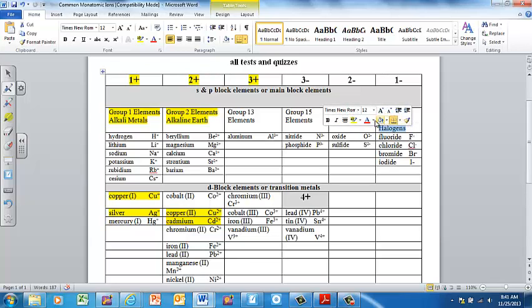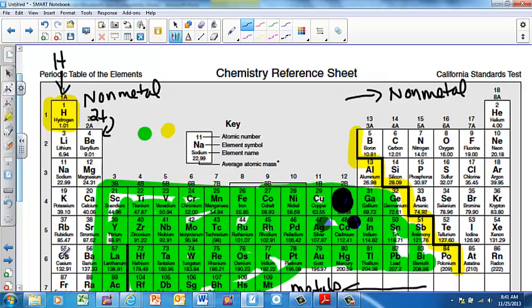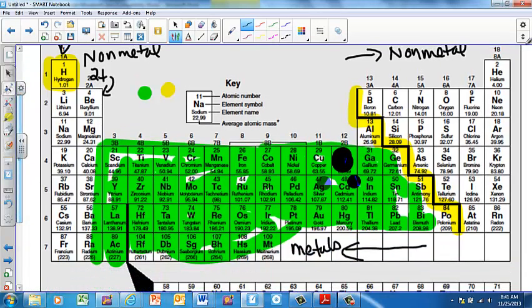On the flip side, when we come over on the other end, your group 17s are all the halogens. Well, every single one of those guys has 7 valence electrons. So they want 1 more to be happy. So if they have 7 valence electrons, these guys will form 1-. These guys have 6 valence electrons. They want 2 more to be happy. They'll form 2-. These guys will form 3-. Okay, so again, using that periodic table can help you.